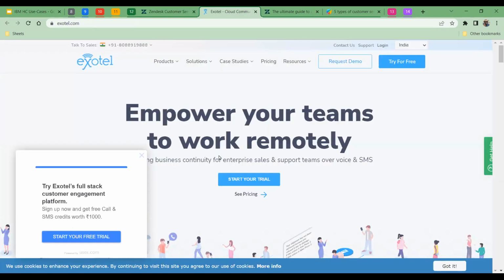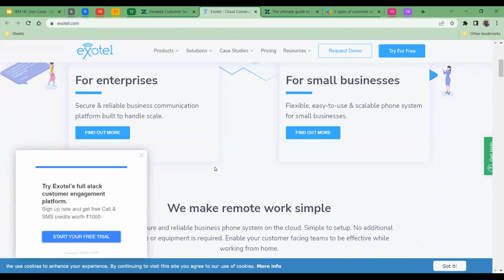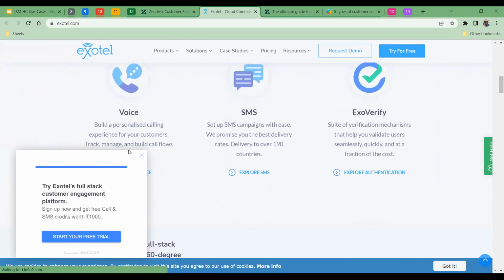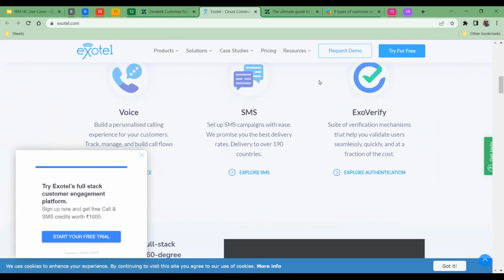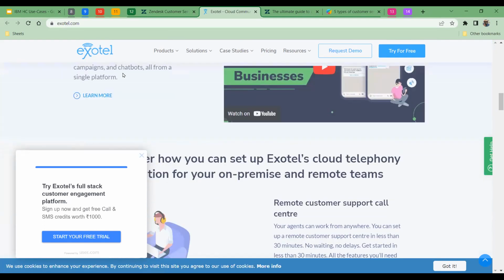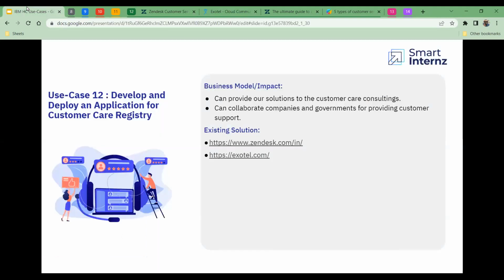The second one is Exotel. It's a company with a customer registration process, offering solutions for small scale businesses and some of the biggest enterprises too. They have voice customer service, SMS campaigns, and they can also verify. For example, if I didn't purchase a product and I give a complaint, that's not a valid complaint, right? So we need to verify that this particular person has bought the product or not. They will do that, and they have a lot of other things. That's about existing solutions.